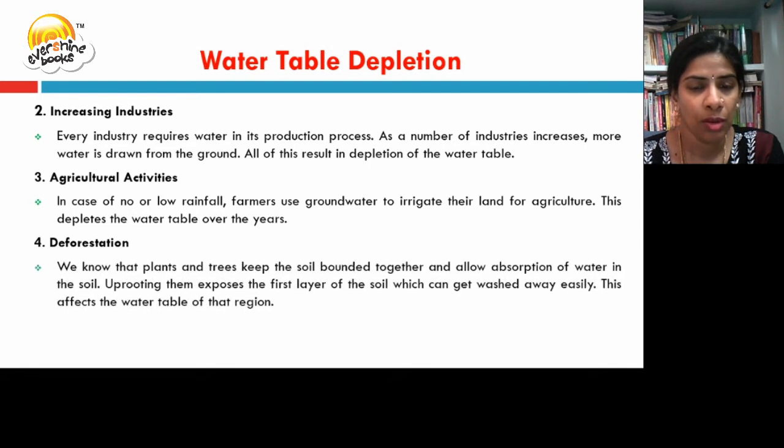Deforestation. We know that plants and trees keep the soil bound together, which allows absorption of water into the soil. When you cut the trees, that is uprooting them, the first layer of the soil is exposed. This can be easily washed away. This affects the water table of that particular region.